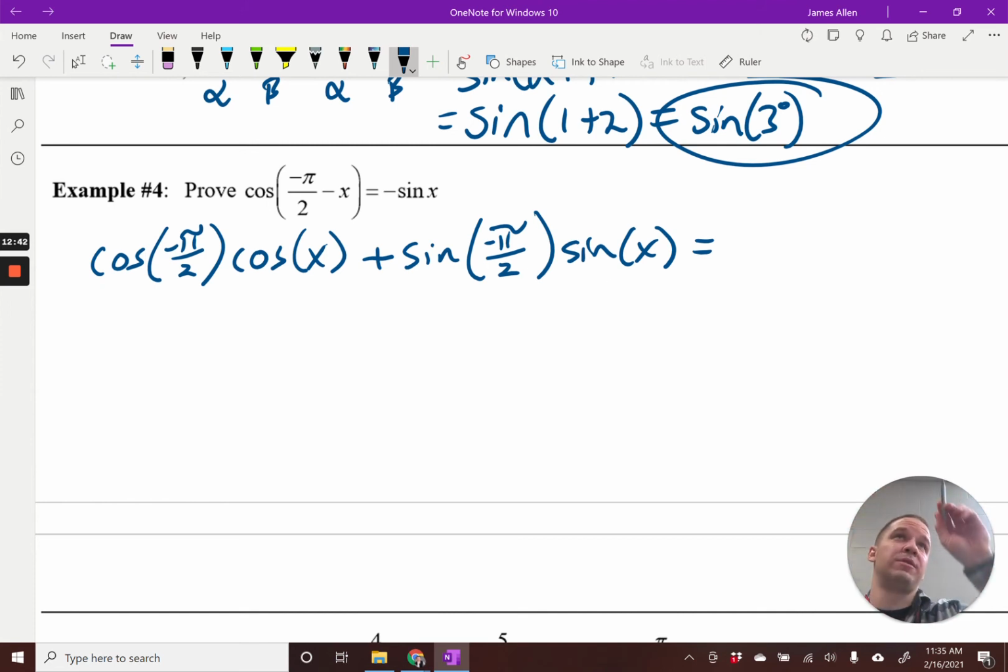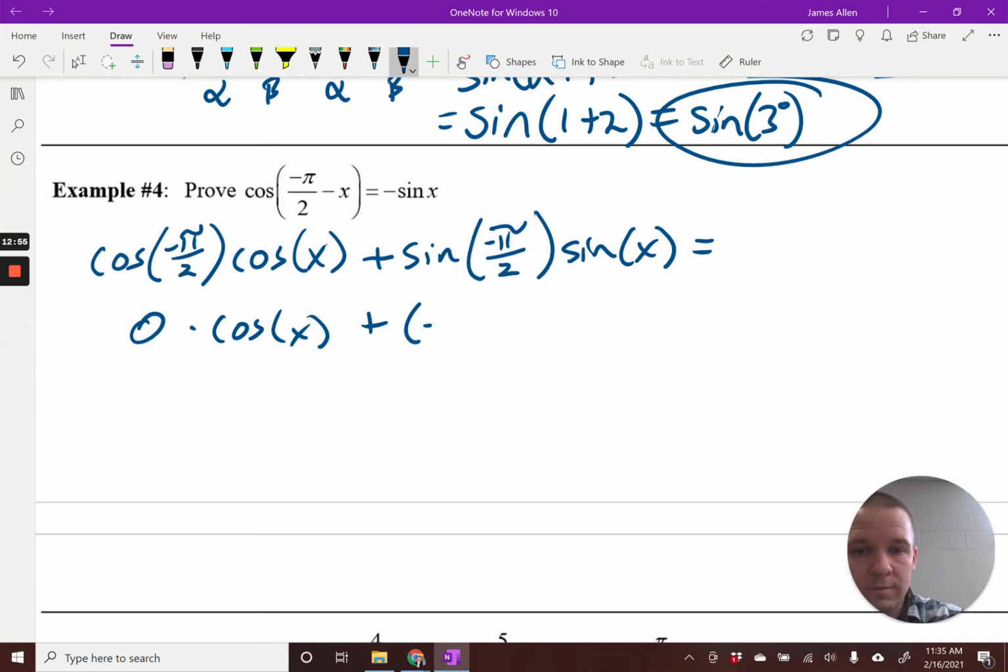Well, cosine of negative pi over 2, that's the quadrantal down here, at negative 90 or negative pi over 2. That would be a 0 times cosine of x plus, and then sine of negative pi over 2, that's negative 1, and then sine of x. So this is gone, leaving me with only negative sine of x.